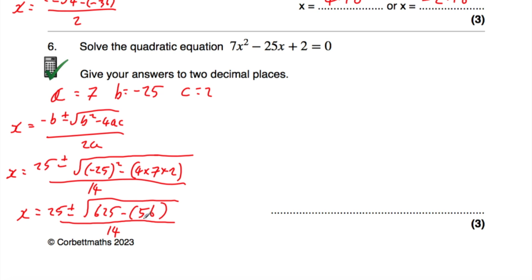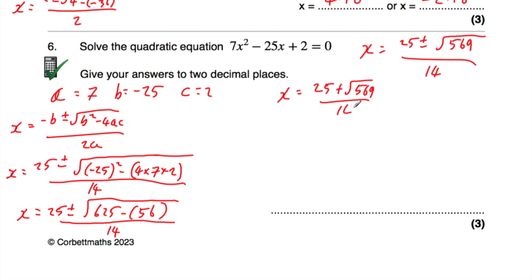So now let's simplify what's under the square root sign here. So we've got x is equal to 25 plus or minus the square root of 625 subtract 56. And 625 subtract 56 is equal to 569. And that's all divided by 2a, which is 14. So we've now got x is equal to 25 plus the square root of 569 over 14, or x is equal to 25 minus the square root of 569 over 14.